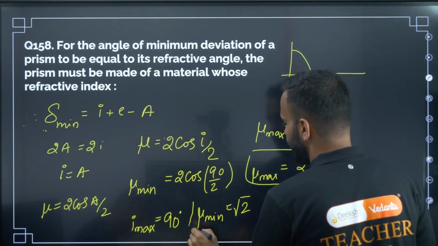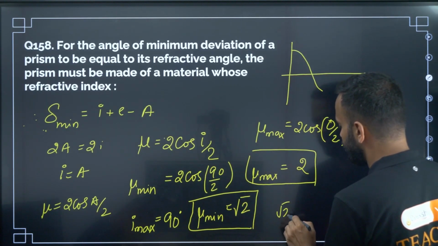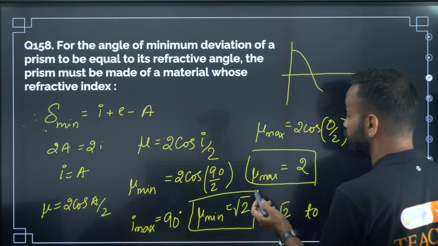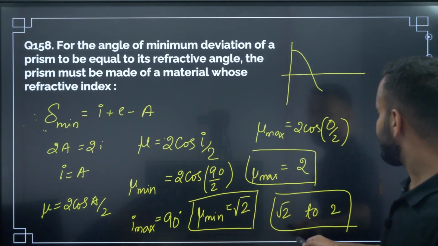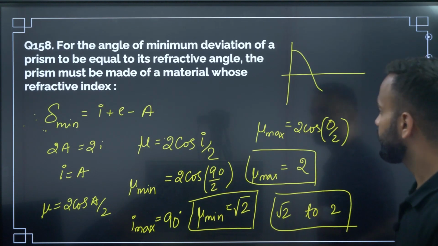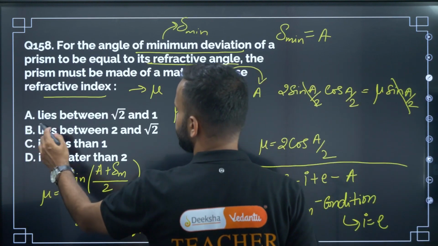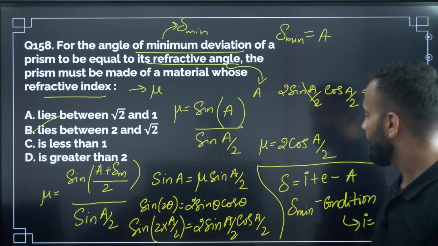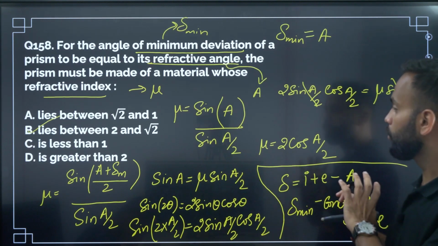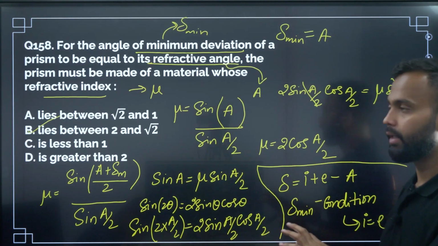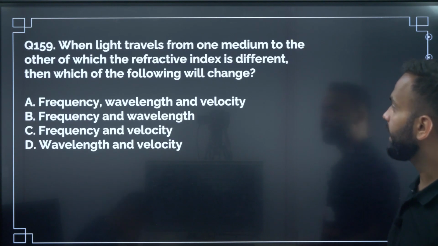See here, the refractive index lies between root 2 and 2, not varies from root 2 to 2, but lies between root 2 and 2. So the correct option is B. I hope everybody understood how to solve this question and how to approach it. Next question, 159th.